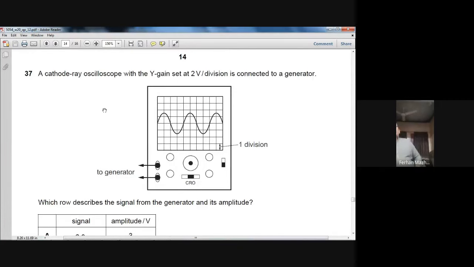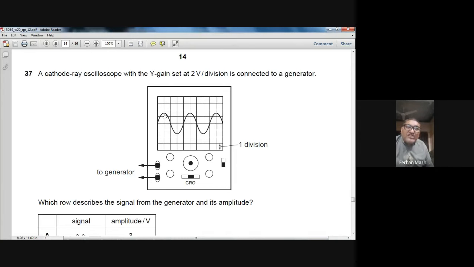A cathode ray oscilloscope with the Y gain set at 2 volt per division is connected to a generator. So here we have a CRO, and the screen of the CRO is like a graph, and the y-axis of this graph represents the voltage, and a scale is given. Each square or each division on the y-axis is representing 2 volt. So if you look at, this is the mean position, and how much it went up? It went 1.5 squares from the mean position.